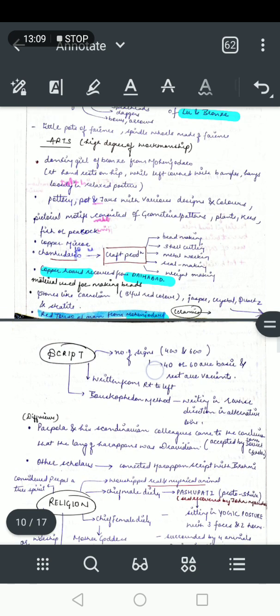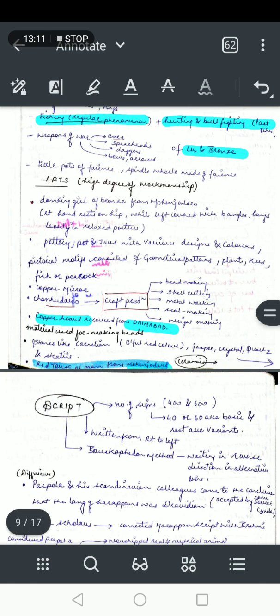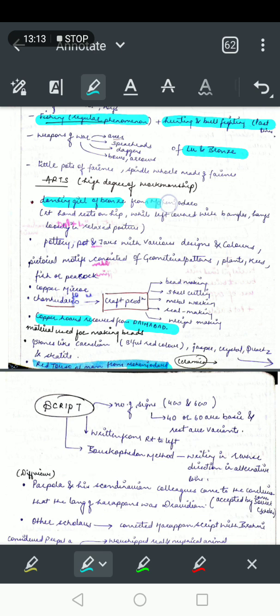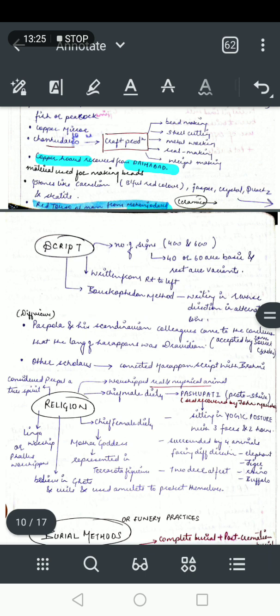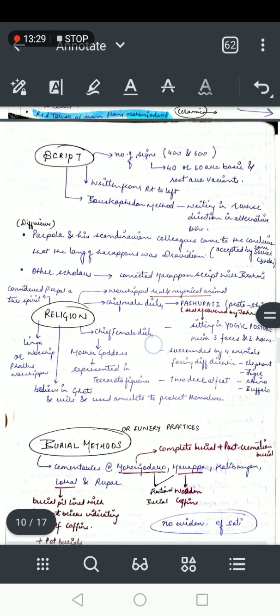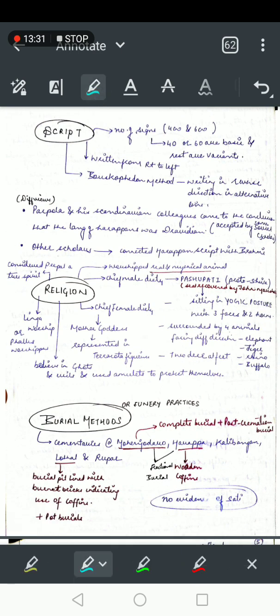So you can learn different locations. The dancing girl of bronze is found from Mohenjo-daro. Then these pots and pottery are found at all the locations. And this craft production was done at Chanudaro. Copper hoard has been recovered from Daimabad. Red torso from Mohenjo-daro. Now we are going to discuss the next topic, the script.